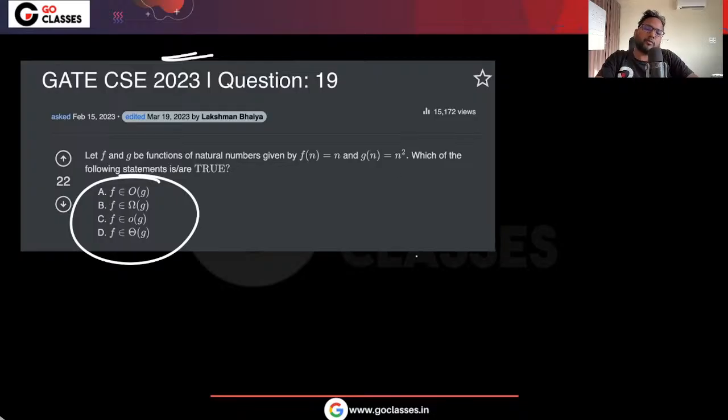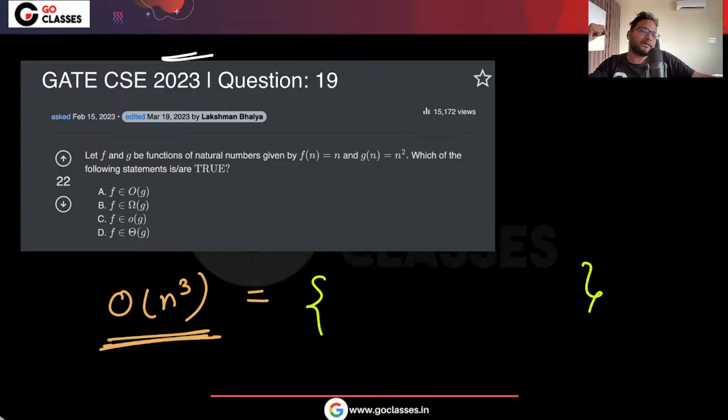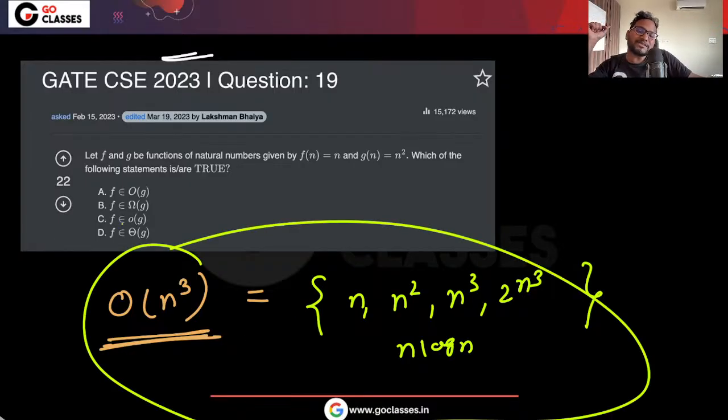So what does this notation say? Generally, this is actually the correct notation; the equal to is not the correct notation. Let's suppose I write order of n cube. This order, or any other notation, is actually a set, which means it contains anything which is lesser than or equal to n cube: n square, n cube, 2n cube, and n log n or whatever. This is a set only. A function belongs to that set only.